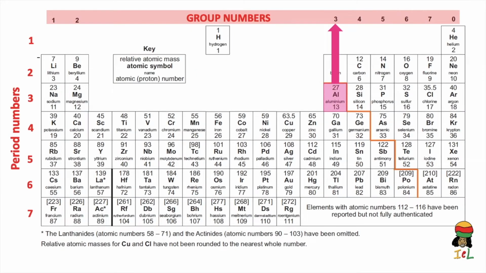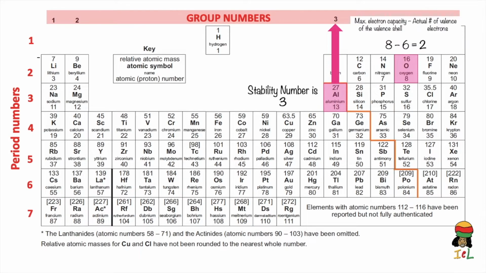Aluminium, symbol Al, is located in group 3. Therefore, aluminium has 3 electrons on the last shell, which it loses to become stable. Consequently, the stability number of aluminium is 3. Oxygen, symbol O, is located in group 6. So oxygen has 6 electrons on the last shell. When subtracted from the maximum capacity of 8 electrons on that last or second shell, the result is 2. Hence, oxygen needs 2 electrons to become stable. As a result, the stability number of oxygen is 2.